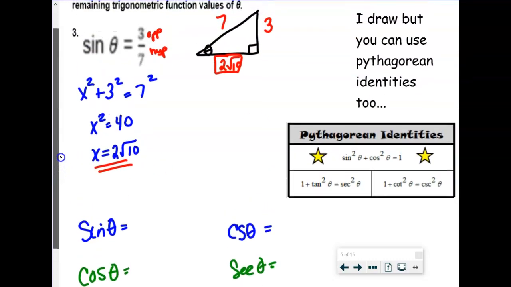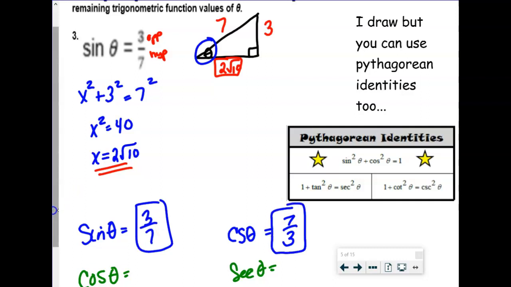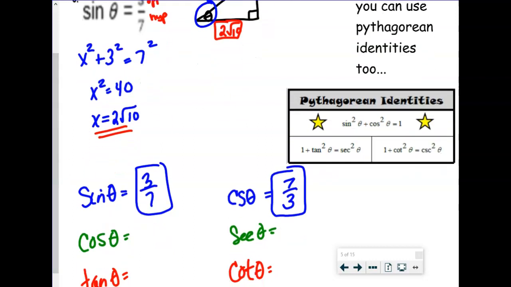All right. I don't even have my triangle anymore. Here's theta. So the sine, oh, we already had that, 3 over 7. Which means his cosecant would just be the reciprocal of that, which is 7 over 3. Easy peasy, lemon squeezy. Let's talk about cosine. Cosine would be adjacent over hypotenuse. So adjacent to you would be this 2 square roots of 10 thing. So 2 square roots of 10 over 7. Which actually is a good answer, because it doesn't reduce and there's no radical in the bottom.